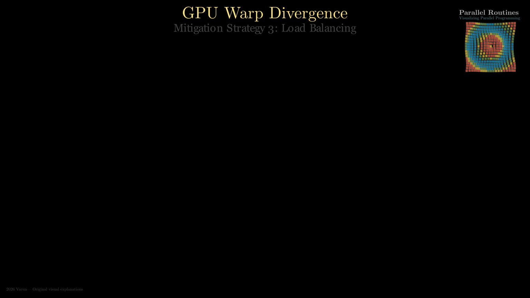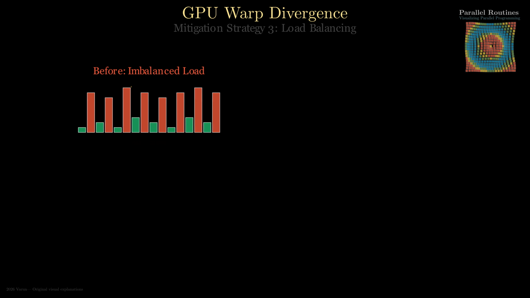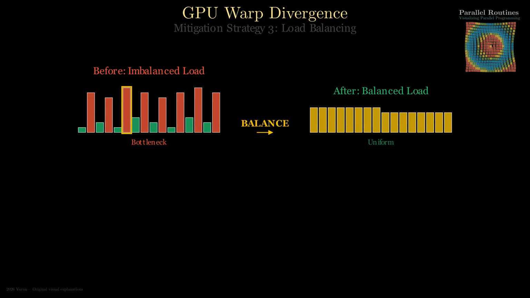Strategy 3 focuses on load balancing across threads. This imbalanced workload creates a severe bottleneck. Some threads finish quickly while others labor on. We redistribute work to achieve uniform load across all threads. Now every thread has similar work. No thread sits idle waiting for a straggler.